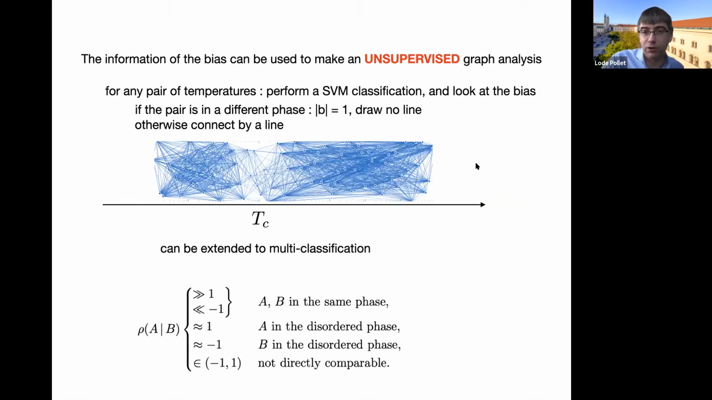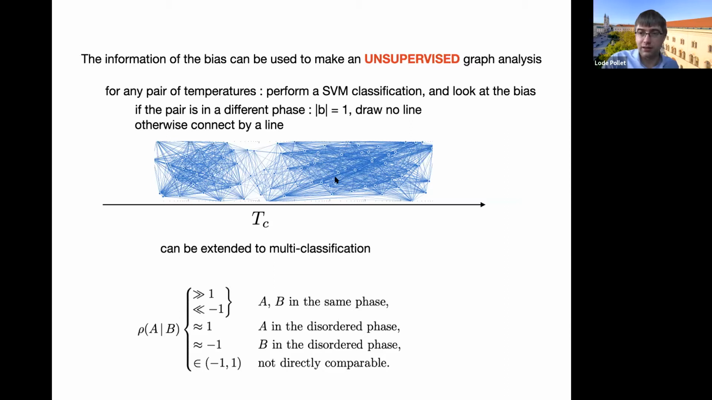This is now important because now you can make a big step and you can get rid of the training initially. So all you need to do is look at different temperatures, and every time you look at the result of the SVM, you compare 2 points and you look at the bias, this rho. And if this rho is 1, then you know that they are not in the same phase. And if rho is quite different from 1, then you know that they are in the same phase.